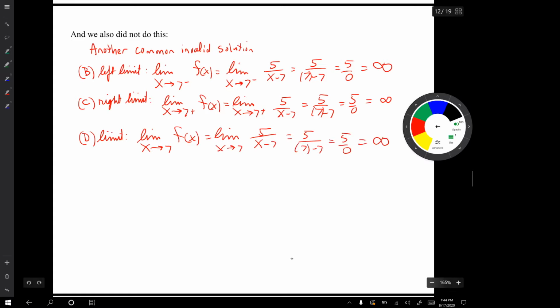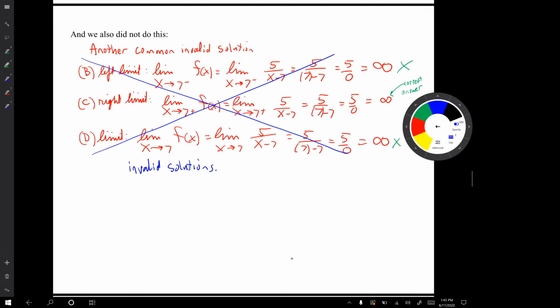So notice that the answer to question B is incorrect. We know that the limit is, in fact, negative infinity. And we know that the answer to question D is incorrect. The limit is not infinity. The limit does not exist. Now, the answer to question C happens to be the correct answer, but the method is invalid. We know that the method is invalid because a lot of the times it gives the wrong answer. So all of these are invalid solutions.